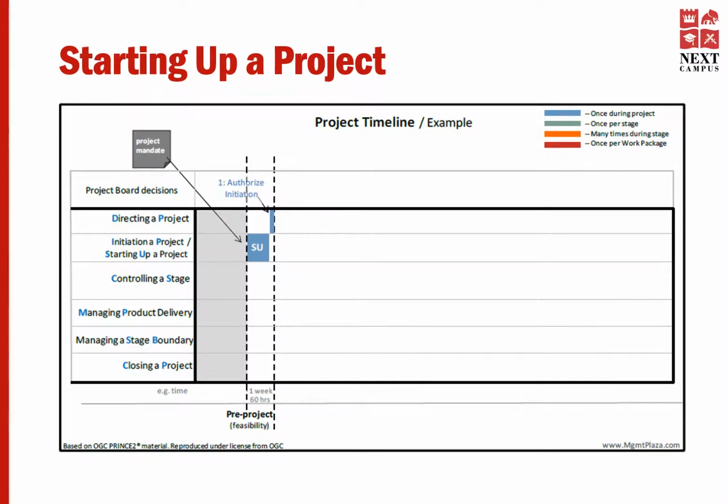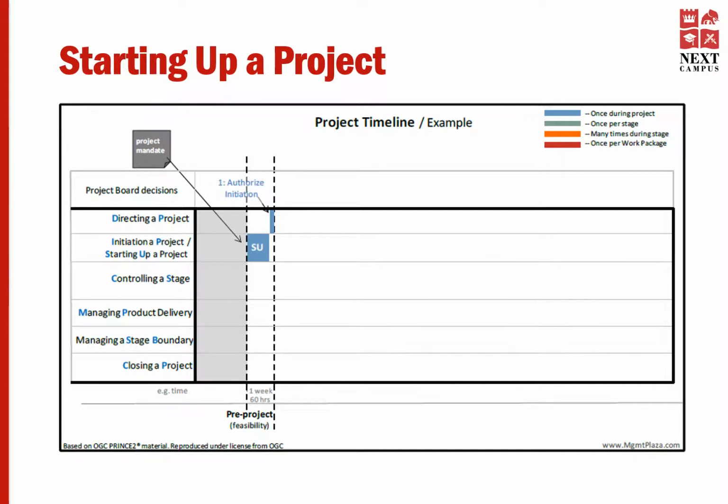Now let's dig deeper and try to understand what happens in each process of Prince2. The first process is starting up a project. The trigger to start the project is the project mandate. As you can see from the diagram, it appears from outside the project team. Prince2 says that the project mandate is created by someone from the corporate or program management.